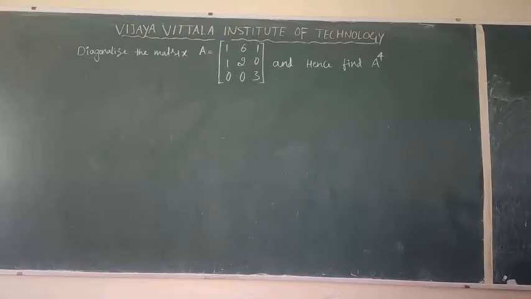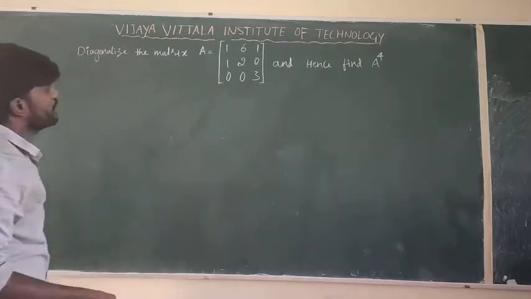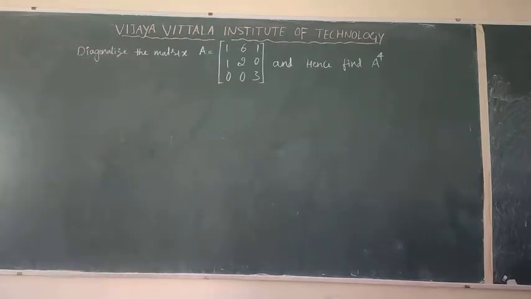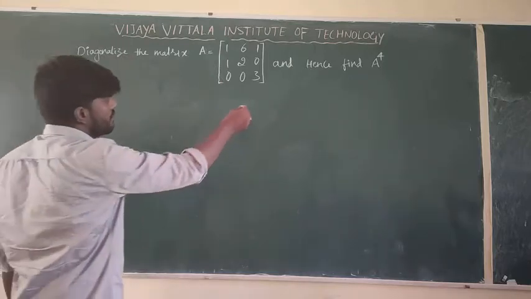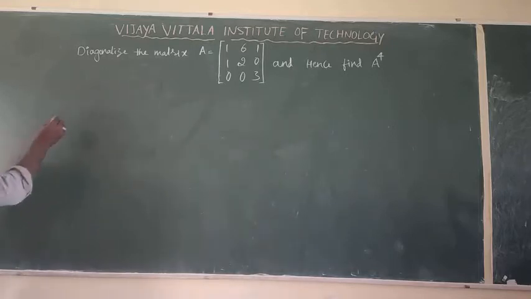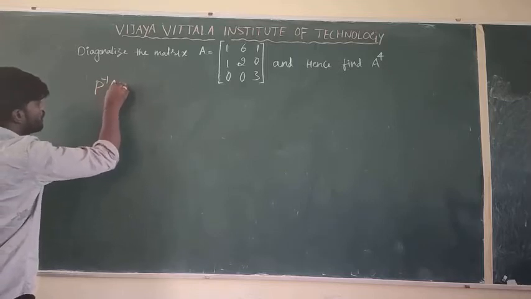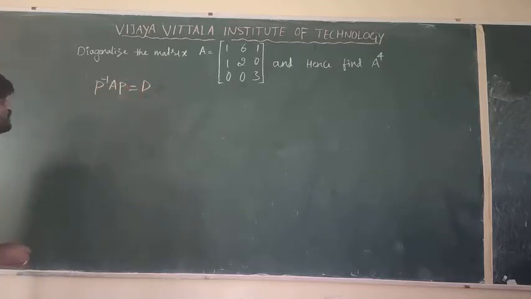Dear students, today we will solve this problem. The problem is: diagonalize the matrix A, which contains [1 6 1; 1 2 0; 0 0 3], and hence find A power 4. First, what is diagonalize? Diagonalize means P inverse A P is equal to D.